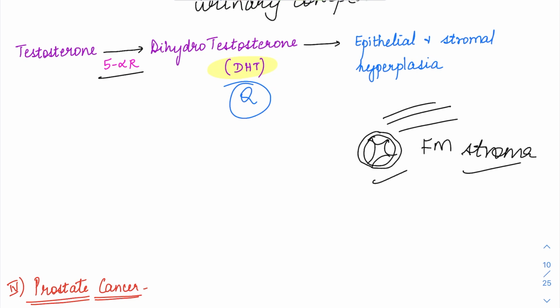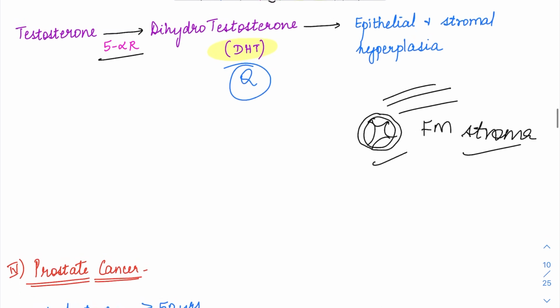So how do you treat these patients? You will have to stop the production of this dihydrotestosterone. If you block the enzyme 5-alpha reductase, you can prevent the formation of dihydrotestosterone. So pharmacologically, you can use the drug finasteride, which is going to block this 5-alpha reductase, thus relieving the patients of the urinary complaints in BPH.